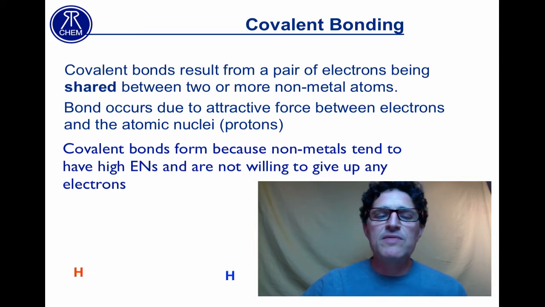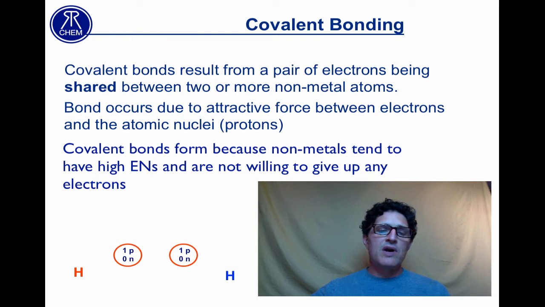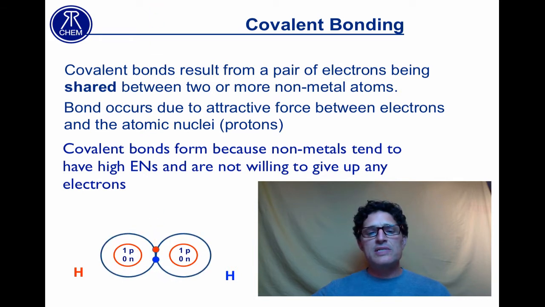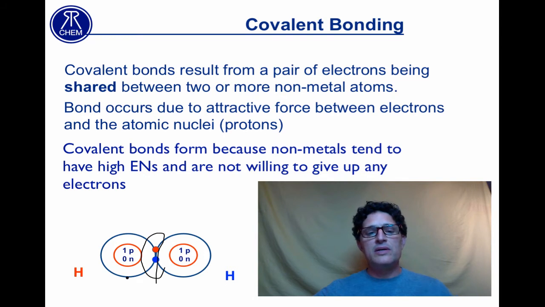So let's look at an example of the formation of hydrogen. Hydrogen is formed when two hydrogen atoms form a hydrogen molecule. So there's our nucleus of our hydrogen atoms. We have one proton, no neutrons. And we also have our electrons. Now you've noticed that one electron is red and one is blue. And that means that one of those electrons is coming from one of the atoms, and the other electron is coming from the other atom. And together they make a covalent bond.